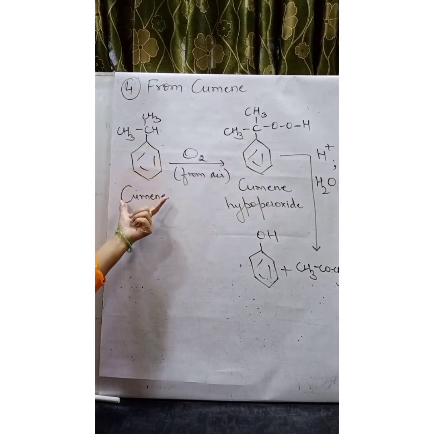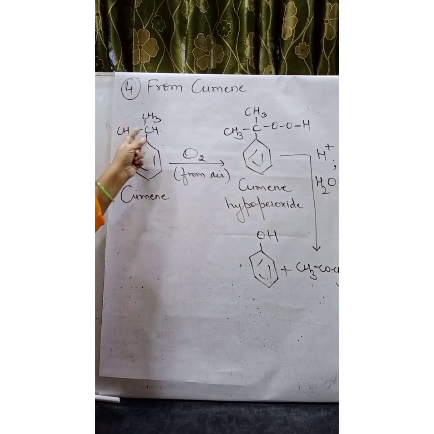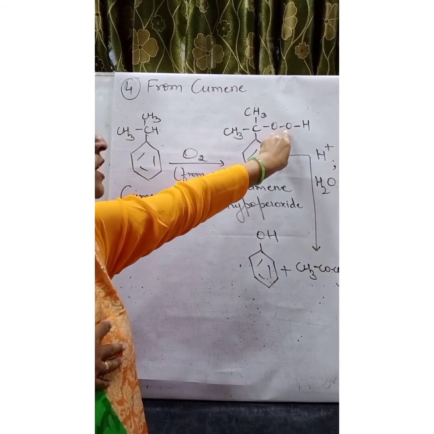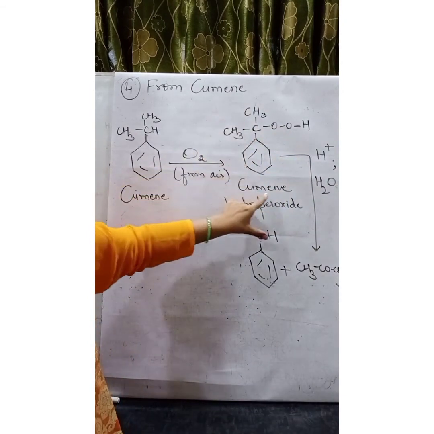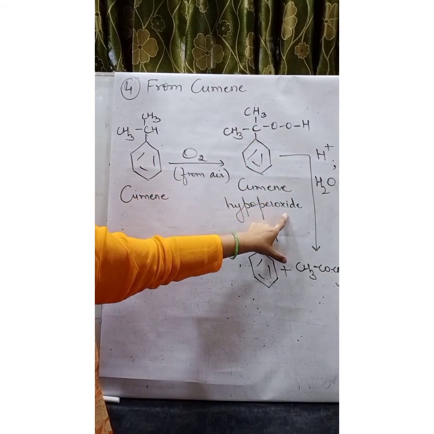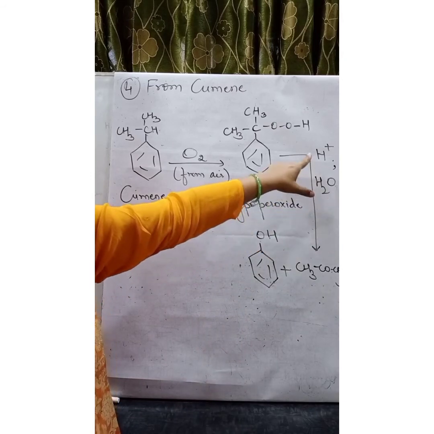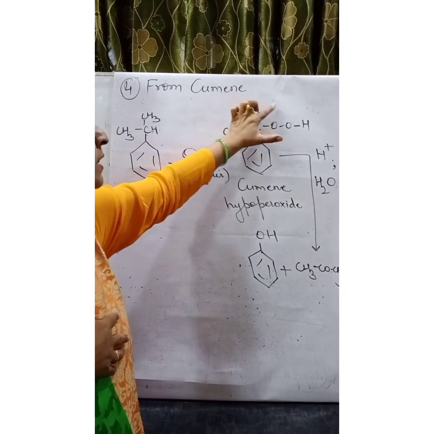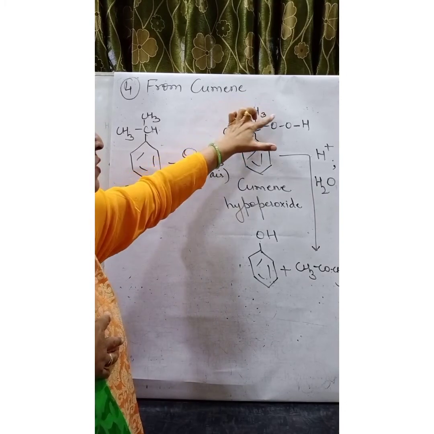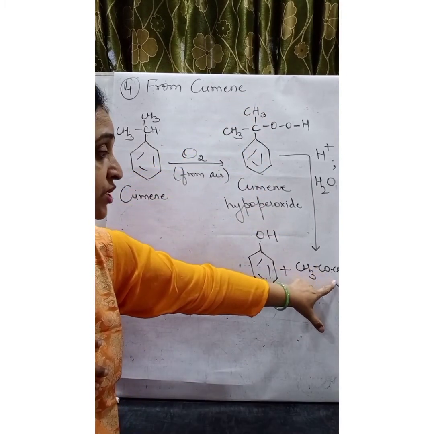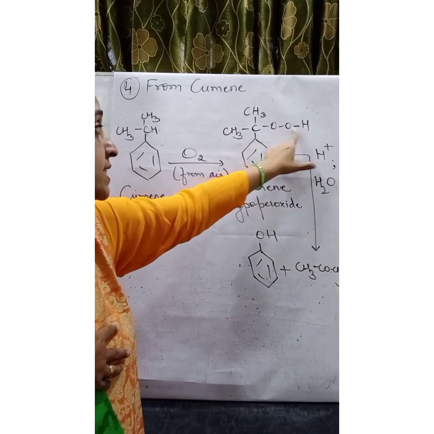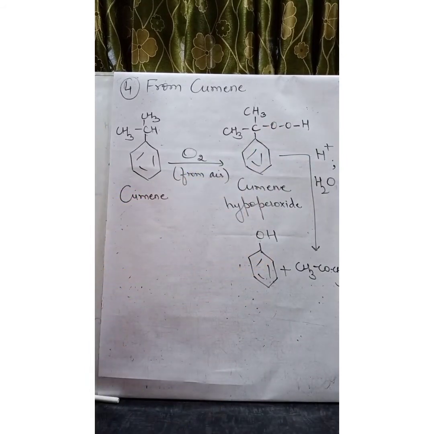This is the structure of cumene. Benzene ring having 2 CH3 groups attached to the benzylic carbon. Now, when it is oxidized in presence of oxygen from air, the oxygen gets introduced here, and this compound is known as cumene hydroperoxide. When hydrolysis is carried out in acidic medium, this byproduct gets removed. CH3COCH3 gets removed, and OH gets attached to the benzene ring, giving phenol.